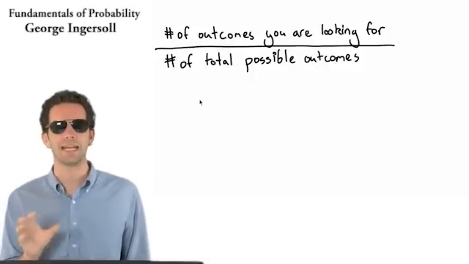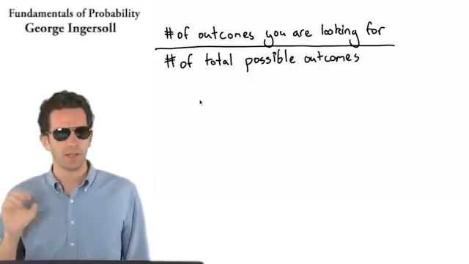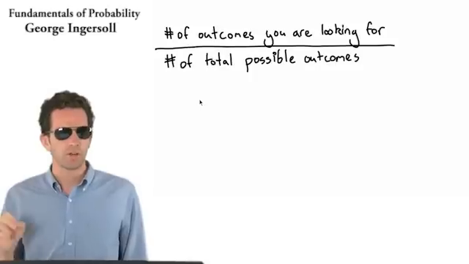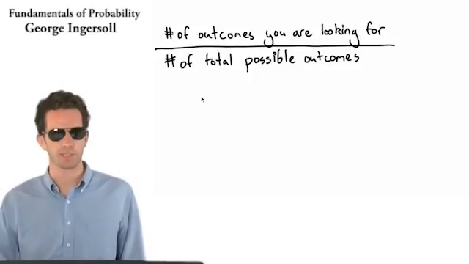This is going to come up again and again and again. So I want you to write this down. Number of outcomes you're looking for versus total possible outcomes.